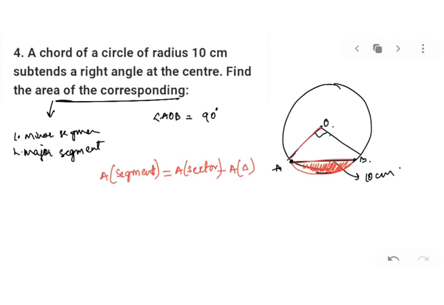That means from the whole sector, this is the whole sector, if I delete the area of the triangle, what I will get will be known as the minor segment. And what is major segment? If you subtract the minor segment from the area of the whole circle, what will be remaining will be called the area of major segment.